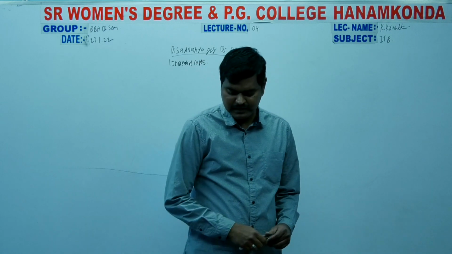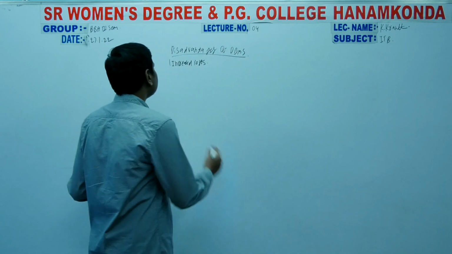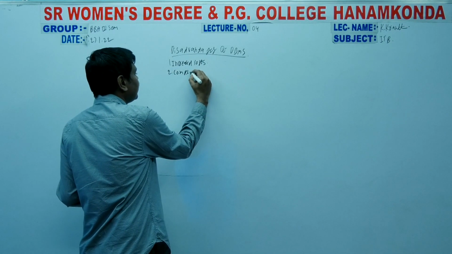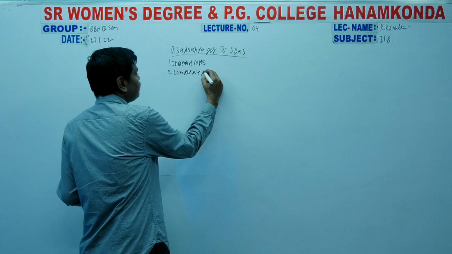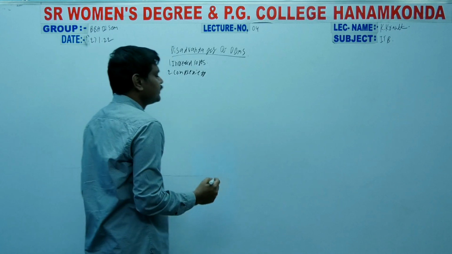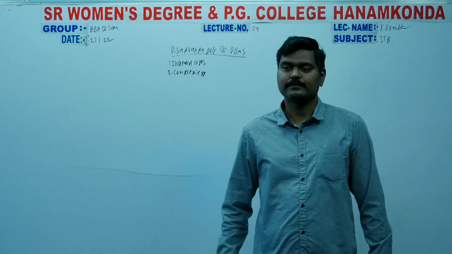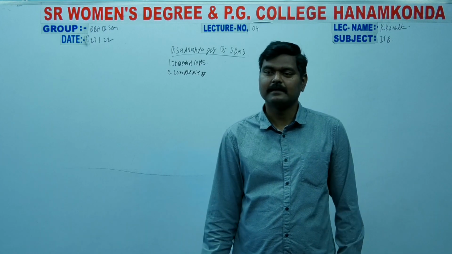Next one comes to complexity, here management complexity. Here we have to divide into different groups, and by making different groups, it brings complexity.